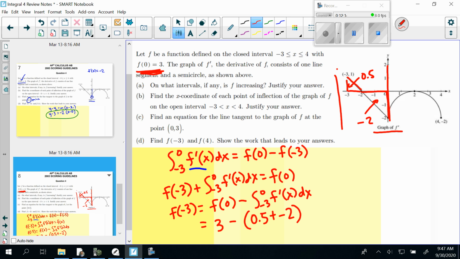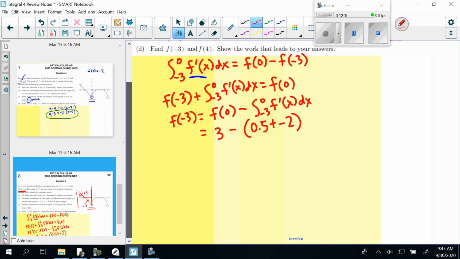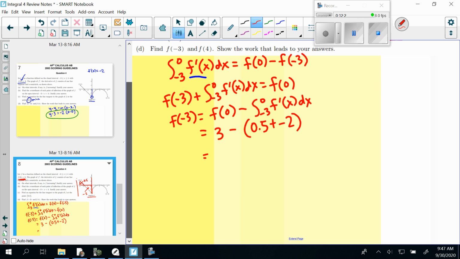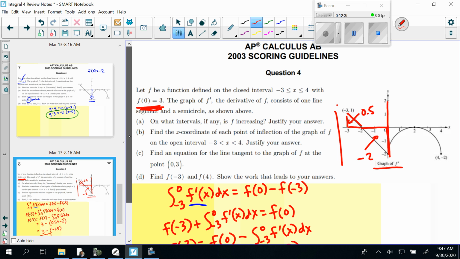So now if we just finish simplifying this, that should lead to our solution for f of -3 here. We got 3, half plus -2 is -1.5. If we're subtracting a negative, that would equal 4.5. Why don't you try the next one, see if you can find f of 4. So pause the video. It's very similar. See if you can solve for that one.